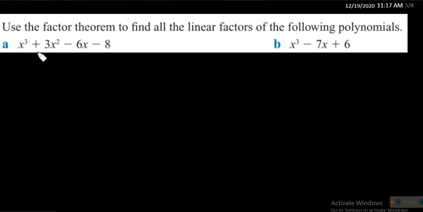Example 2. Use the factor theorem to find all the linear factors of the following polynomials. Now, this is called the integral zero method, or we call it rational zero. So we are going to be using what we call the trial and error method.